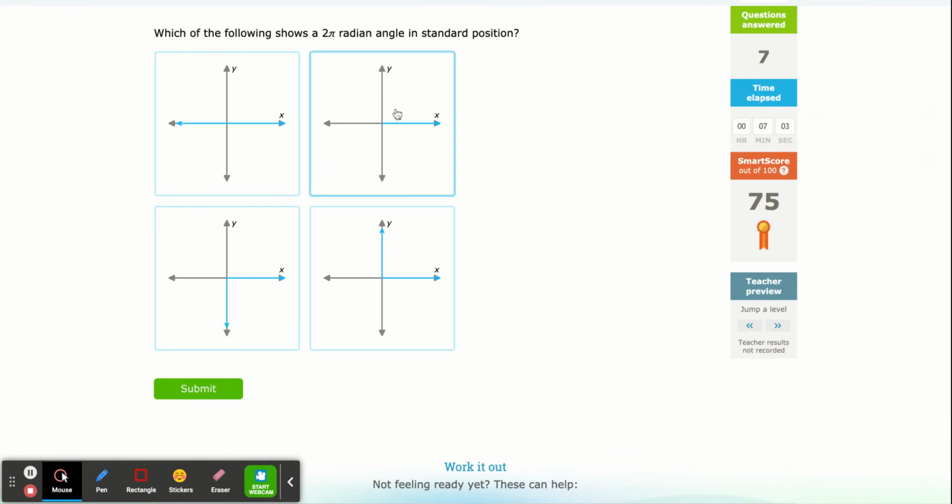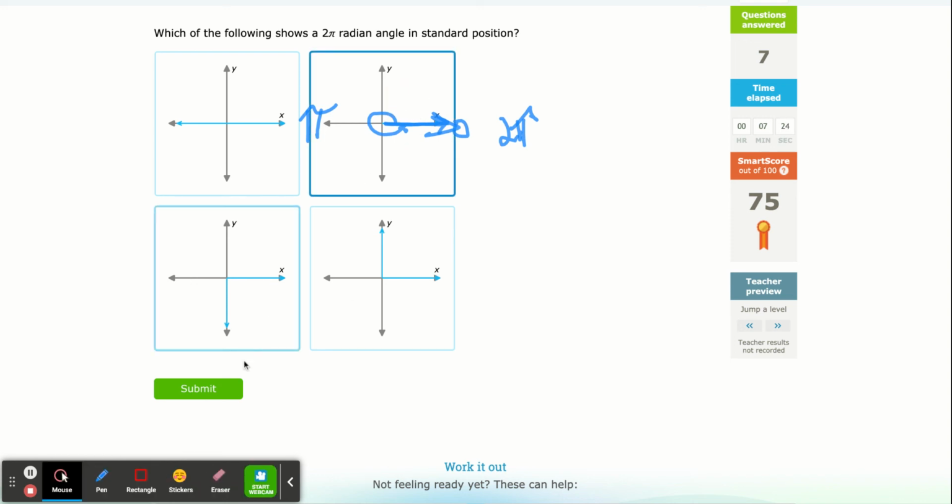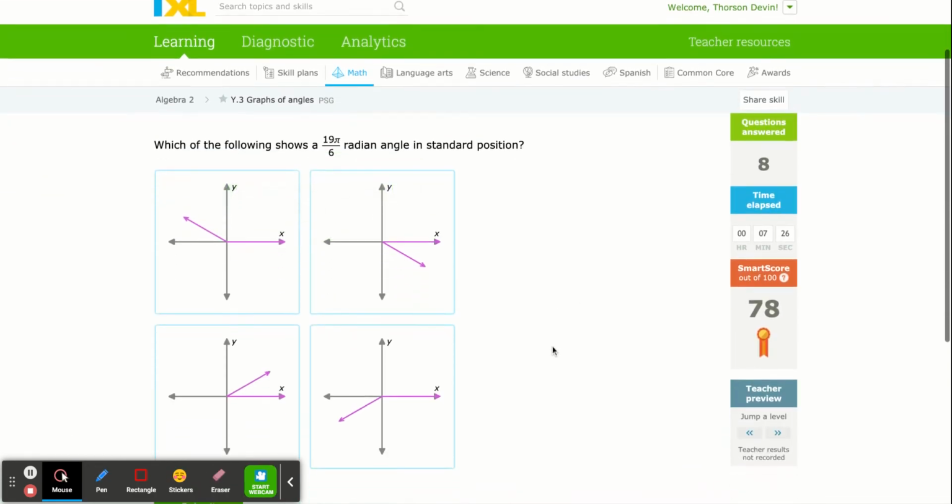Again, 2 pi radians, that's completely around. Because remember, we start at 0, halfway around is pi, all the way around is 2 pi. So we started here, we rotate around till we get back to here, and that's where we see that other ray. There's only the one ray, so that's 2 pi. If you have questions on these, please bring them to class.